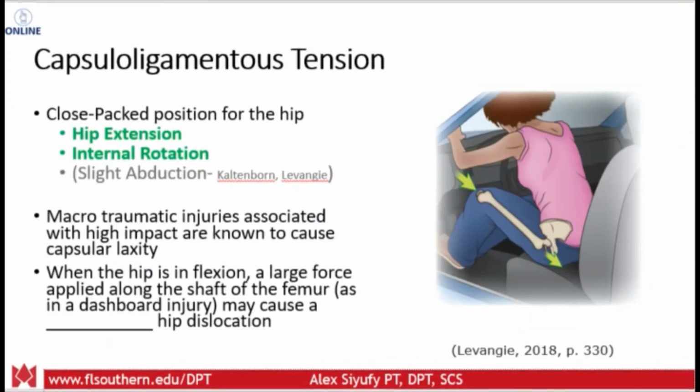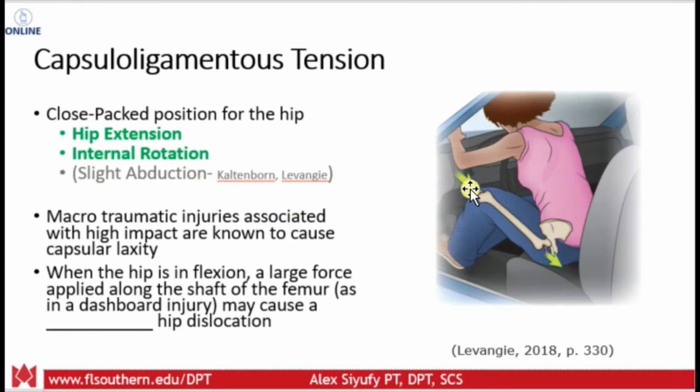Okay, so let's go to the last slide for this, capsuloligamentous tension. This ties into the closed pack position, so you're going to have hip extension, hip internal rotation, and then a slight abduction. I sort of think almost like the position you're about to wind up to kick a ball or something. You're going into that hip extension, internal rotation, slight abduction position.